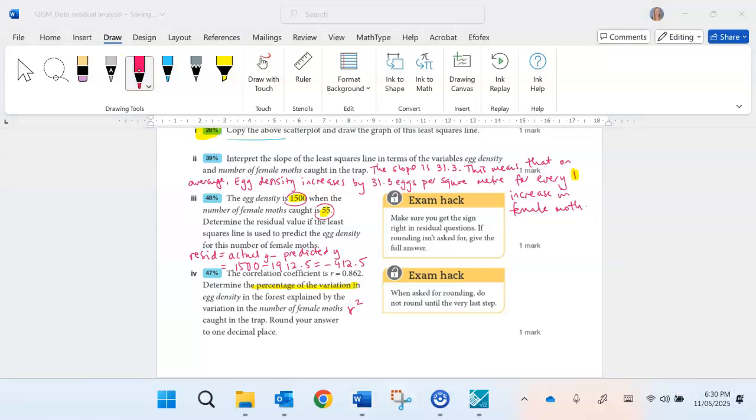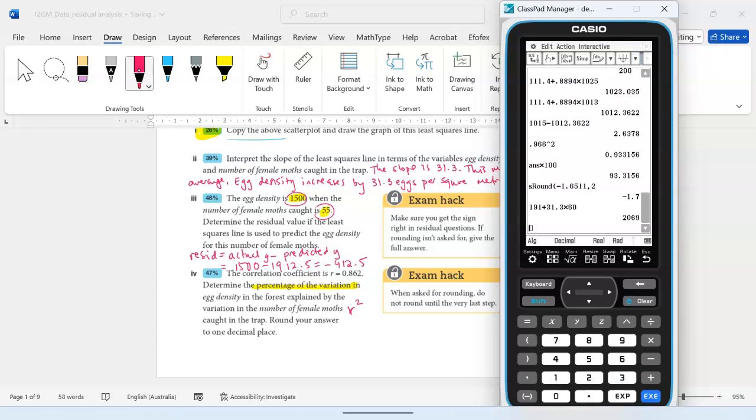So we can just square that value on our calc. So 0.862. And I can't believe this question wasn't done well, actually. And it has to be as a percentage, so we'll multiply it by 100. The fact that it wasn't done well is because students wouldn't have picked up it was asking for R squared, I would say. We're doing it to one decimal place, so 74.3%.